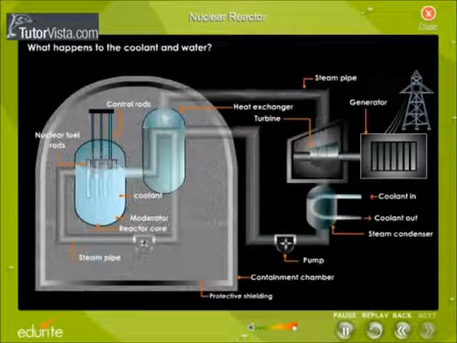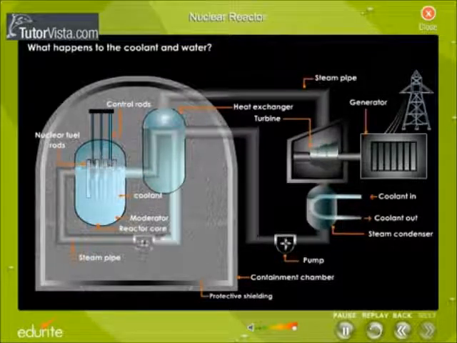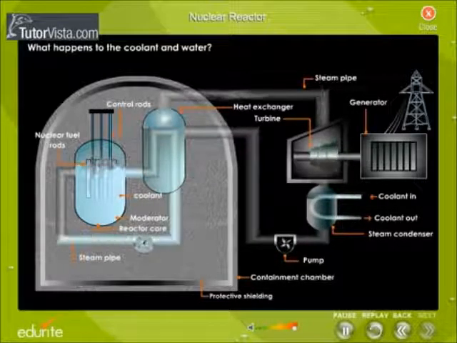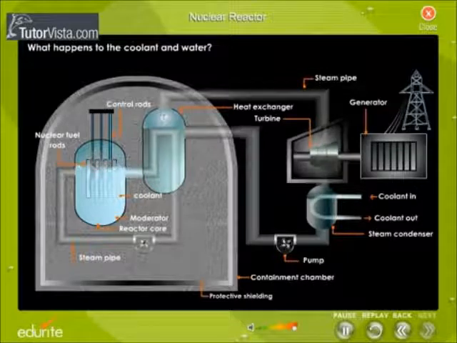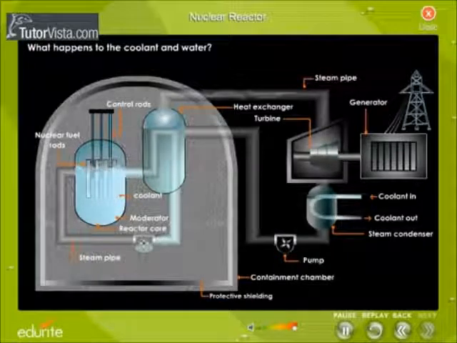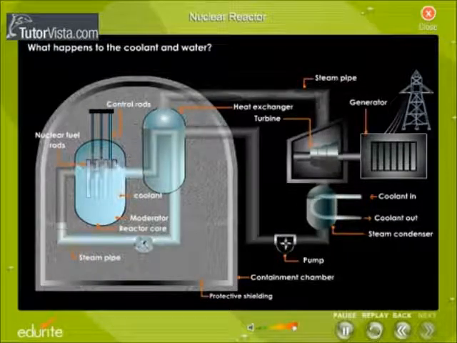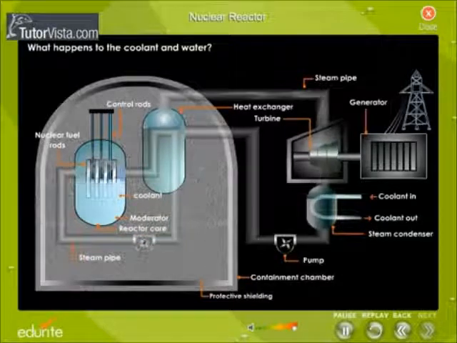Other types of reactors are the heavy water reactor (HWR) and boiling water reactor (BWR). A heavy water reactor uses heavy water as a moderator instead of normal water. Heavy water can also be used as a coolant.